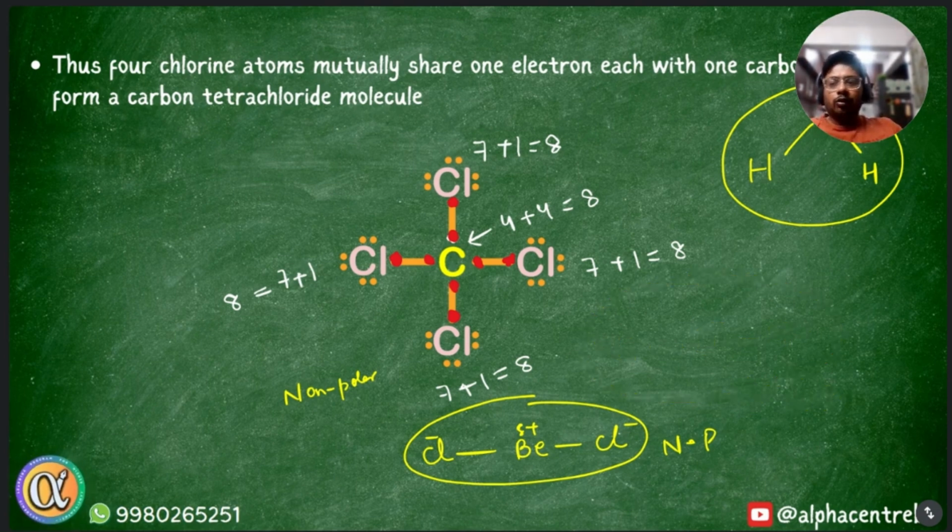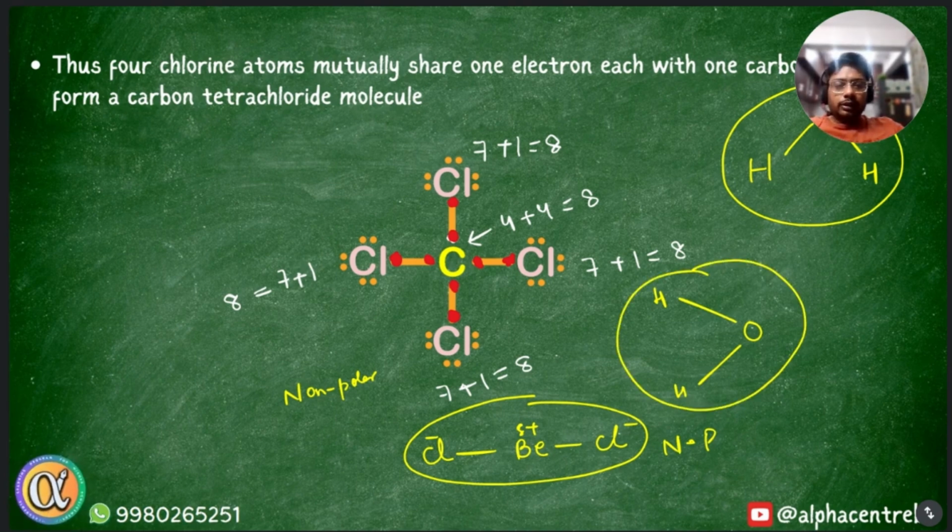The correct structure of water is a bent molecule, meaning oxygen like this and two hydrogens bent a bit. So it's not straight, vertically opposite; it's bent like this. Therefore, this hydrogen side is slightly positive while the oxygen side is negative. So from this side the molecule overall is positive and from this side the molecule overall is negative.